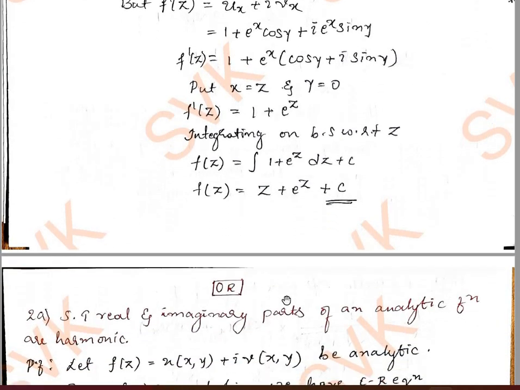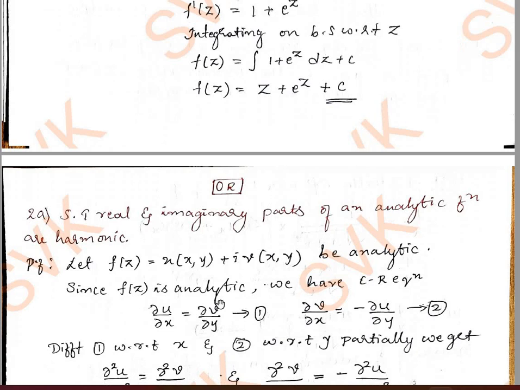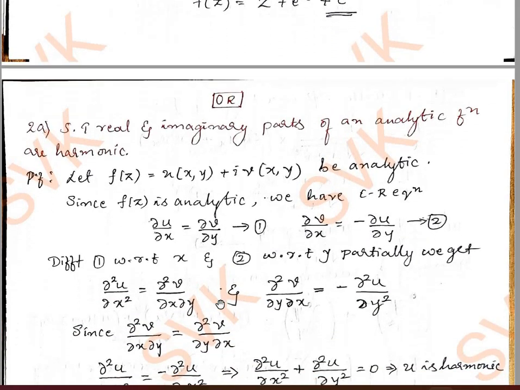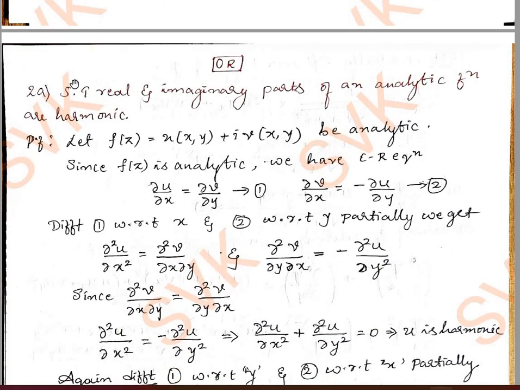Going with the alternate option, show that real and imaginary part of an analytic function are harmonic. Means you are required to show that uxx plus uyy is equal to 0 and vxx plus vyy is equal to 0. So to prove that, I am going to consider f of z as u as a function of xy plus i into v as a function of xy, be an analytic function. Since f of z is analytic, it will satisfy CR equation.